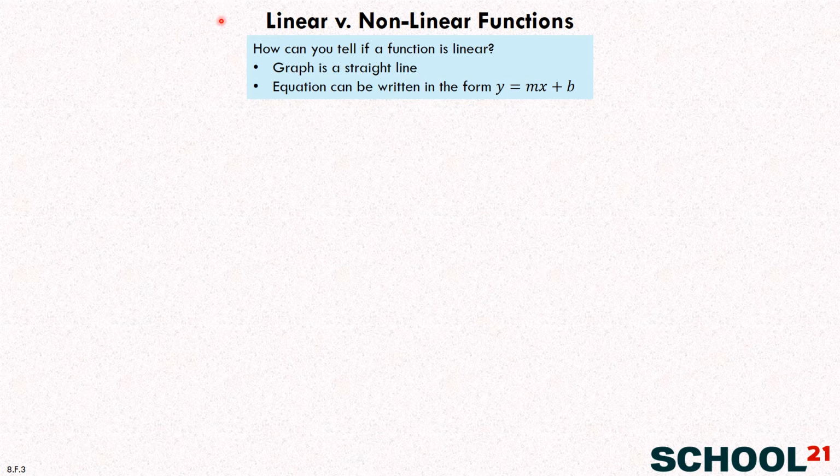Okay, let's spend just a few minutes talking about linear functions and nonlinear functions. And the key question here is, how can you tell if a function is linear? Well, one way you can tell is if its graph is a straight line. The word linear has line in it, and that's what it means. It means that the graph is a straight line.